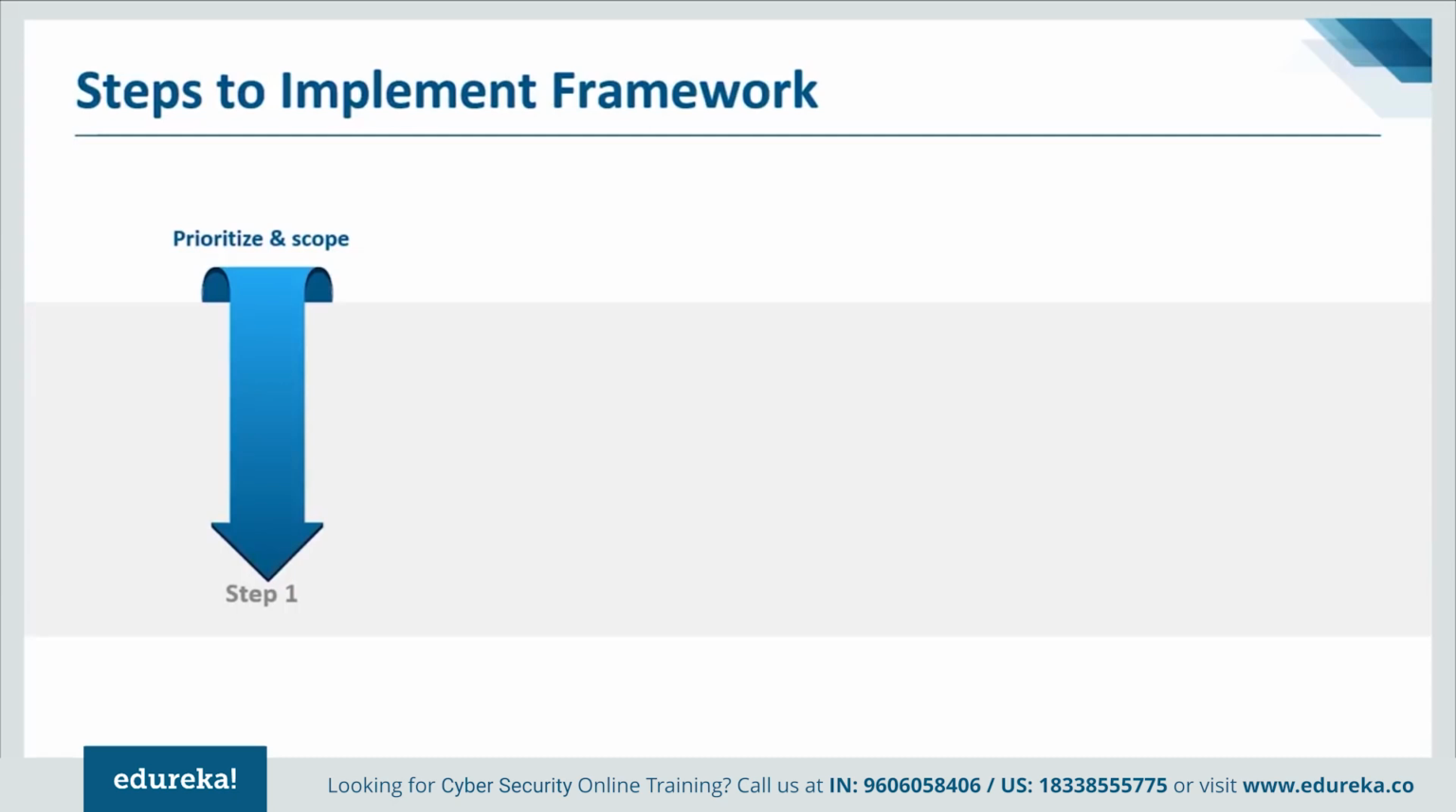The framework can be adapted to support the different business lines or processes within an organization, which may have different business needs and associated risk tolerance. Risk tolerances may be reflected in a target implementation tier. Step 2 is to orient yourself.